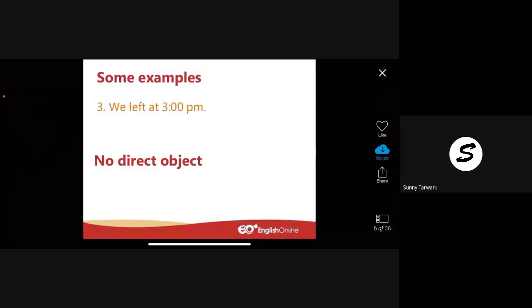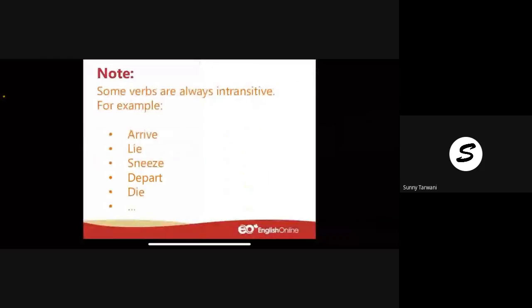Tell me, what is the verb and which kind of verb? Left is the verb and it is an intransitive verb. Yes. So these are some examples. These verbs are always intransitive because you will never get an object with these verbs: arrive, lie, sneeze, depart, die. All these are examples of intransitive verbs which will never take an object with them.